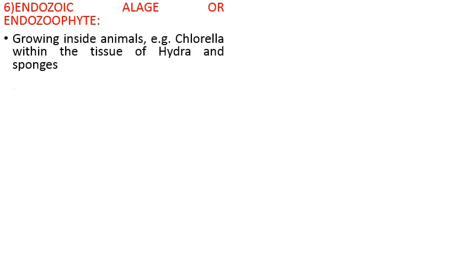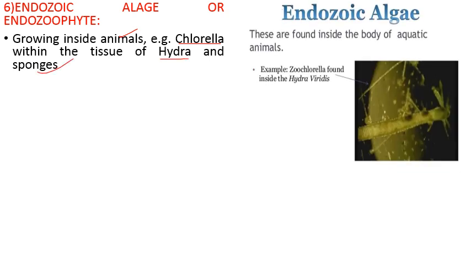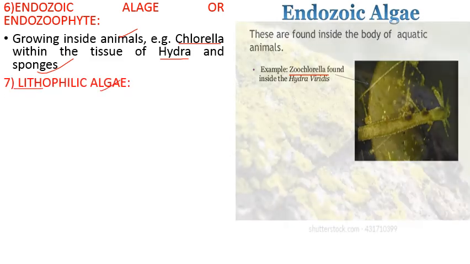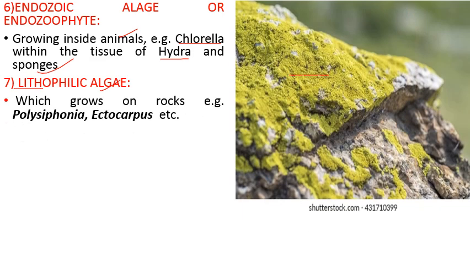Next we have endozoic algae. This is the algae which grows inside the tissue of animals. For example, we have Chlorella, which is a green algae that grows in the tissue of Hydra and sponges. That is termed as zoochlorella. Then we have lithophilic algae. Litho means rock, so algae which grow on the rock surface, like we have Polysiphonia and Ectocarpus.